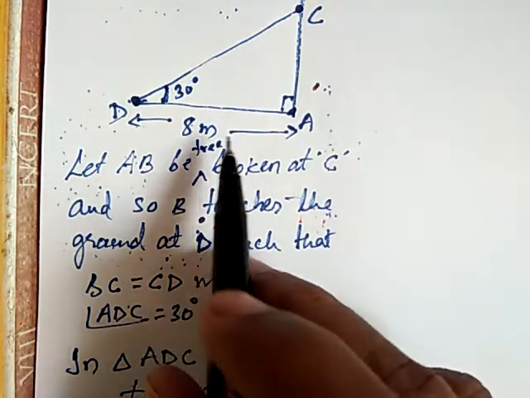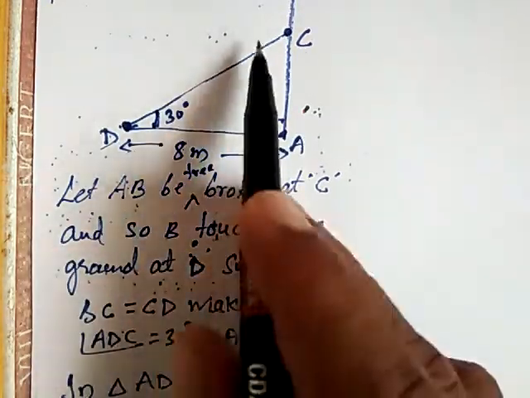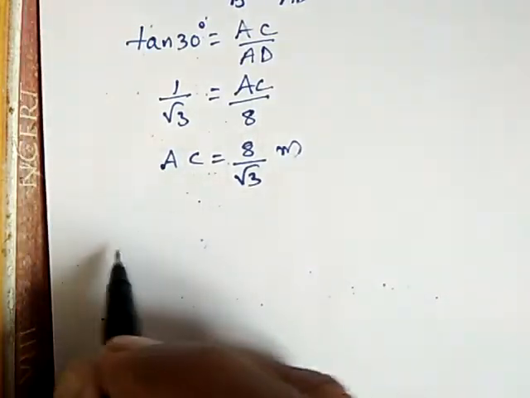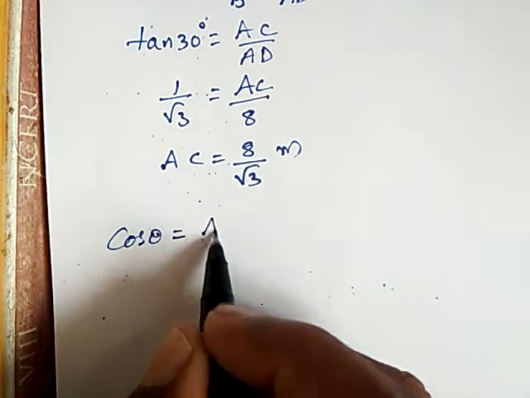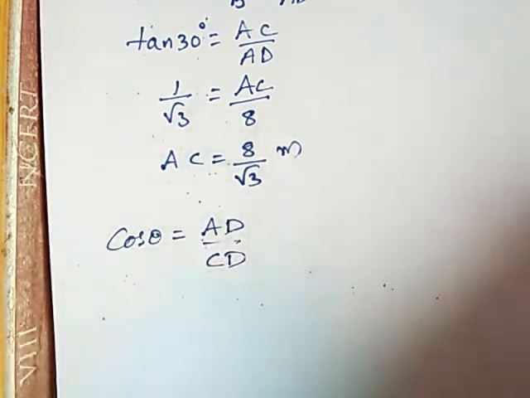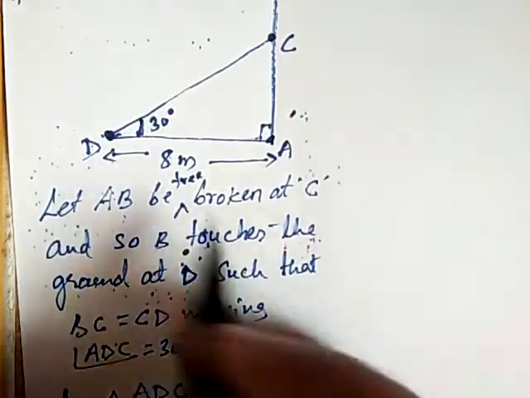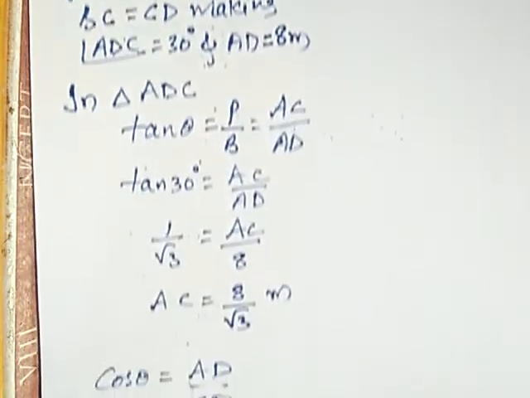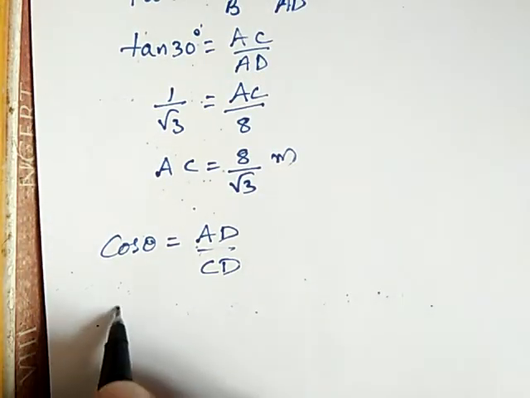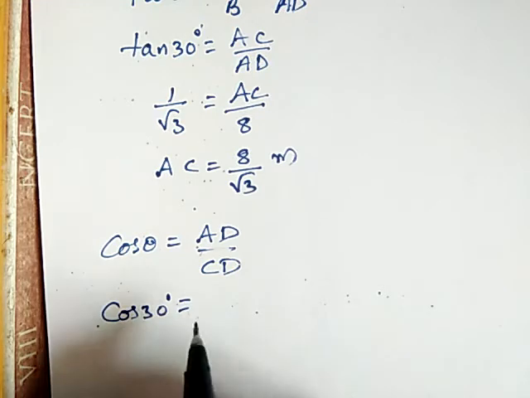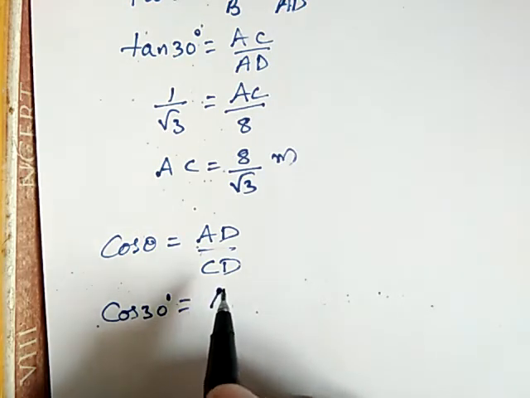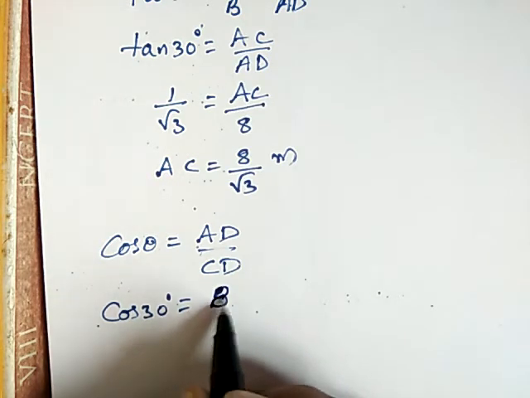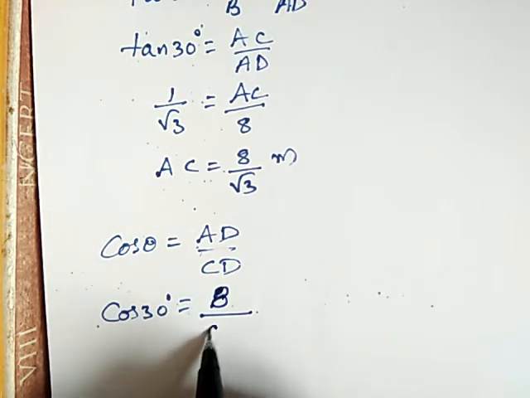Next, if you define cos theta here, cos theta will be base by hypotenuse, so AD by CD. So you can write here cos theta is equal to AD by CD. AD is the base and CD is your hypotenuse, okay. So cos 30 degrees is equal to AD, which is given already as 8 meters, divided by CD, which we don't know and need to find.